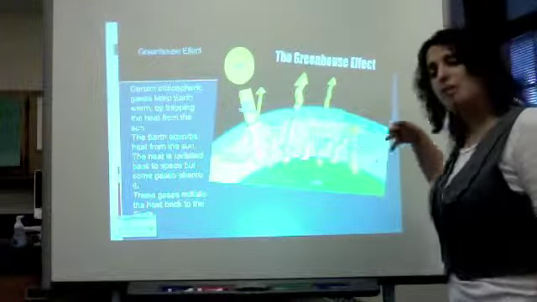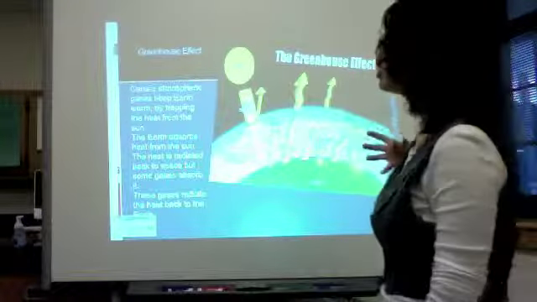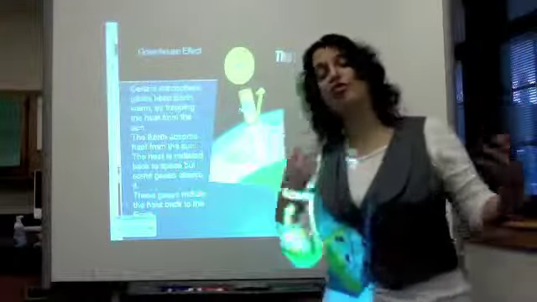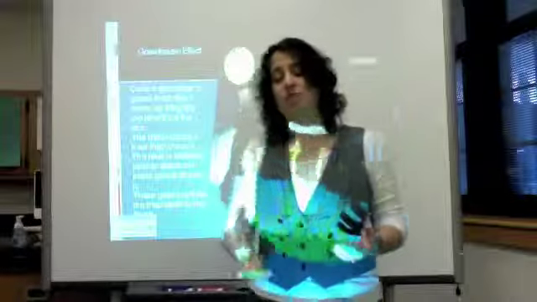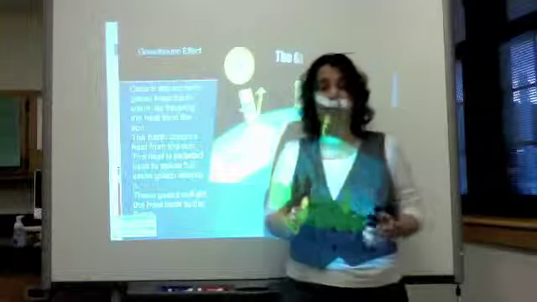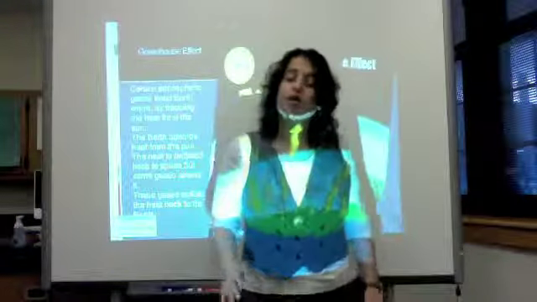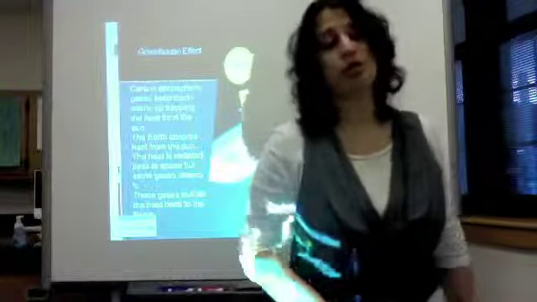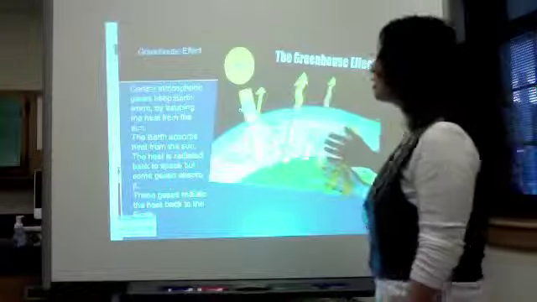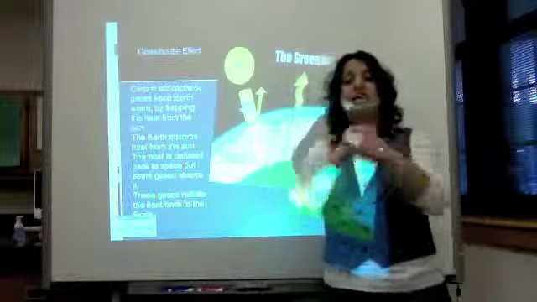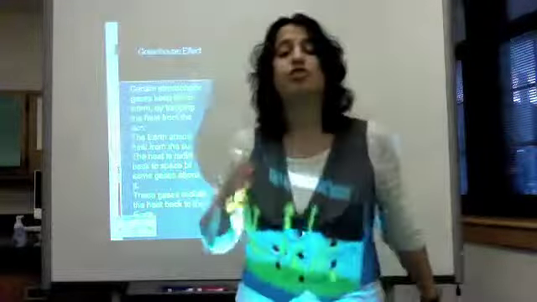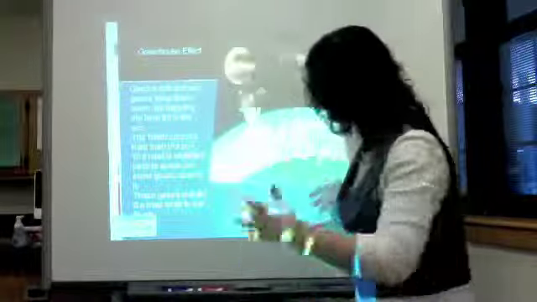But there's also something else that happens in our atmosphere known as the greenhouse effect. Now, the greenhouse effect is actually something that is very important for the survival of species on Earth. The greenhouse effect is a very natural occurrence. There are certain atmospheric gases that can keep the Earth warm by trapping heat from the sun.